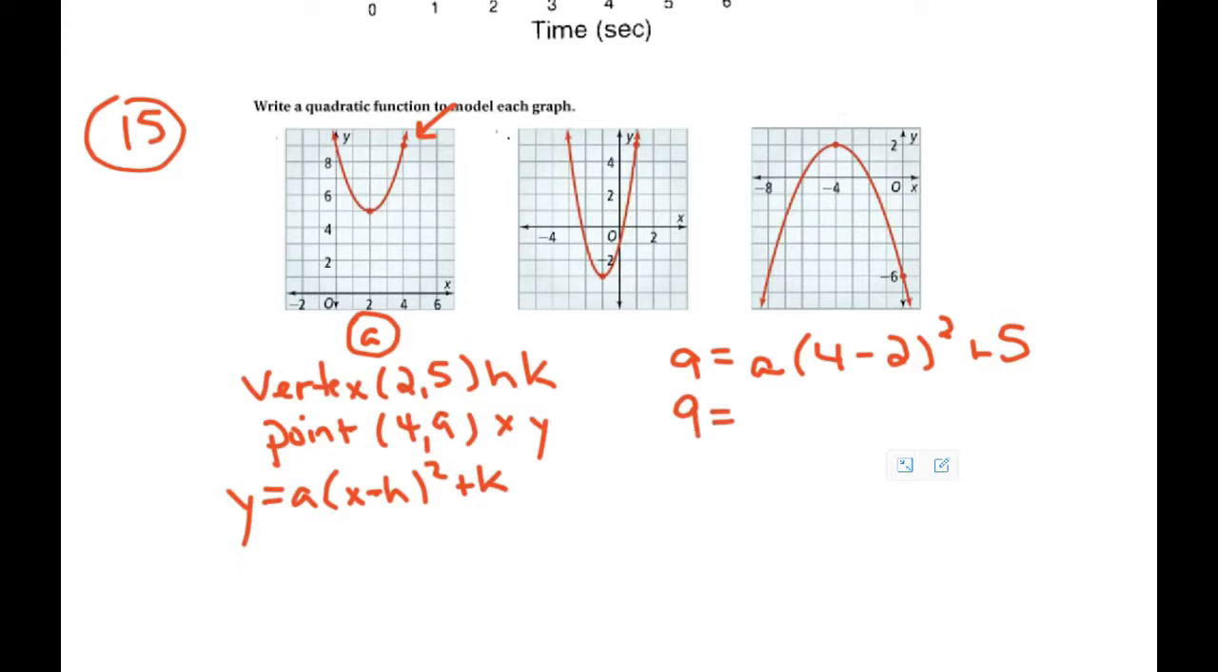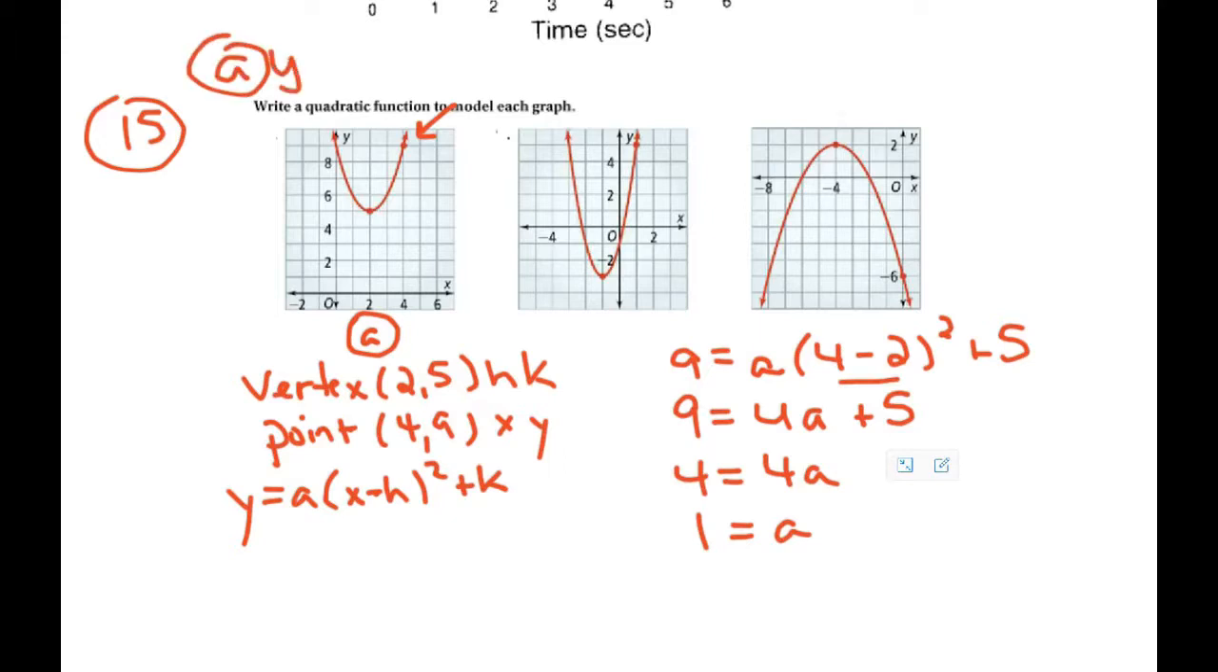So 9 is equal to a times (4 minus 2), which is 2. 2 squared is 4. And notice that when I subtracted and squared, I wrote it in front of the a. And then I'm going to subtract 5. And a is 1. So the equation of the first graph is going to be y is equal to 1(x minus 2) squared plus 5. Notice when I went back and I plugged it in, I didn't include x and y this time. Otherwise, it's not really an equation.